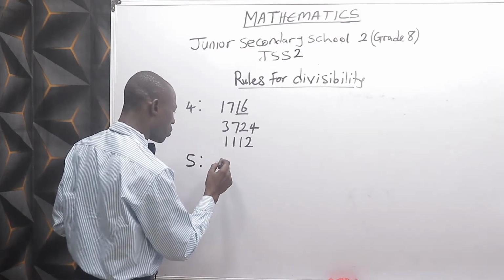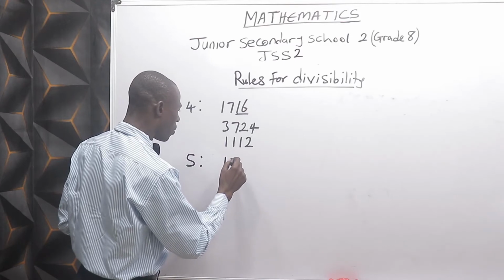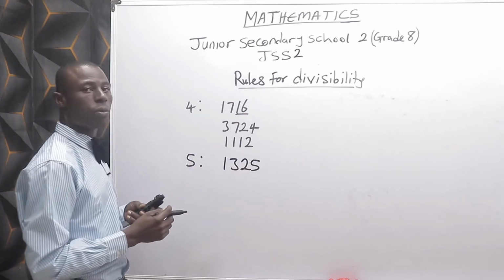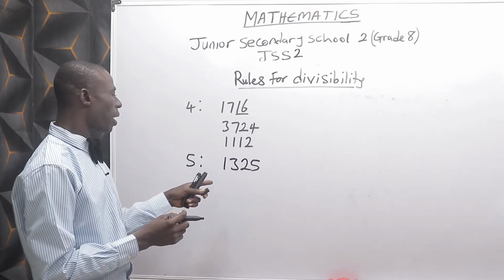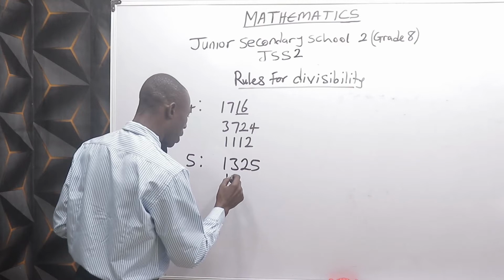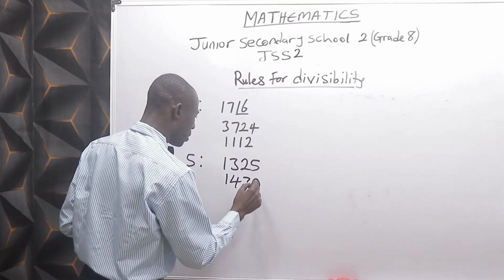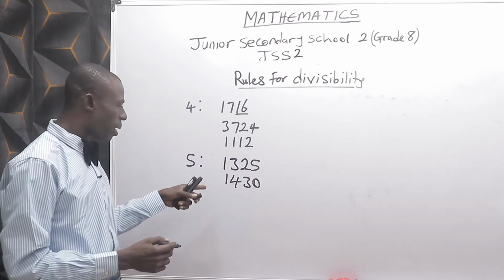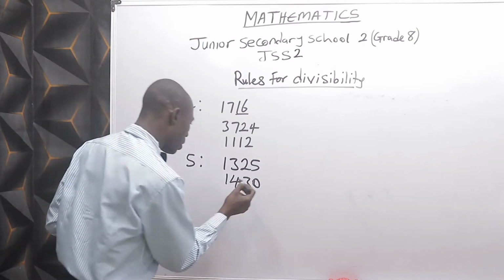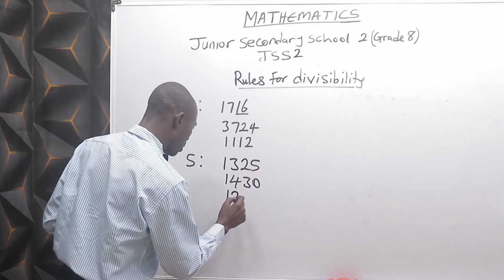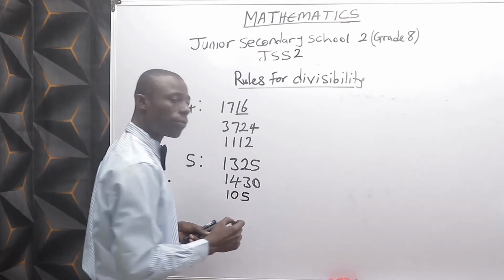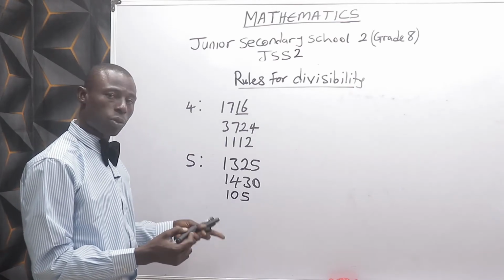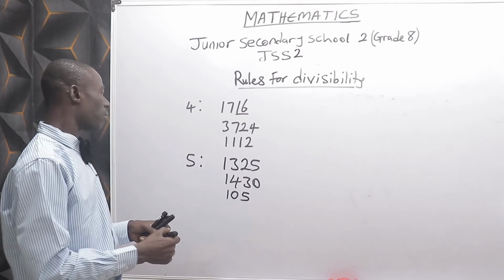E.g., an example of such is 1325. This number will be exactly divisible by 5. Or 1430. You can see it ends with 0. It will be exactly divisible by 5. Let's see another one. 105. You can see the last digit is 5. It will be exactly divisible by 5.